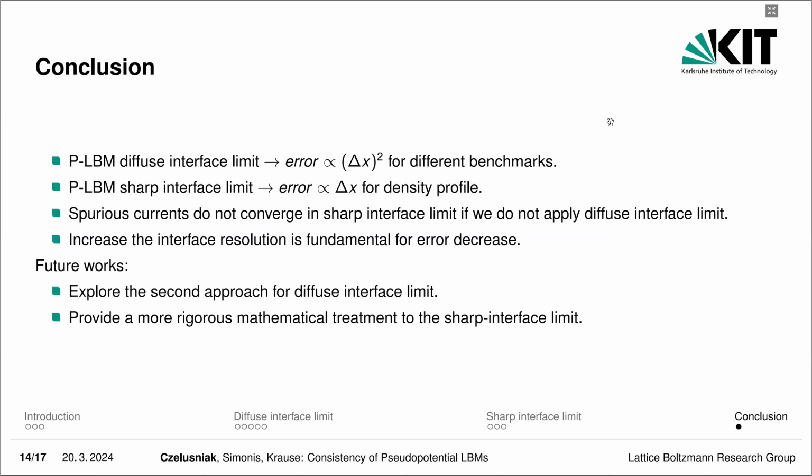So the conclusions were that for the diffuse interface limit, I obtained error proportional to delta x squared for the benchmarks that I tested here. The error for the sharp interface limit was delta x in the case of the density profile, but the spurious currents were growing to infinity.